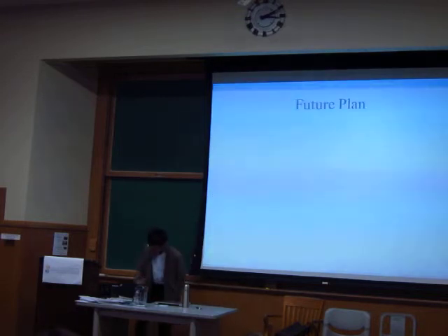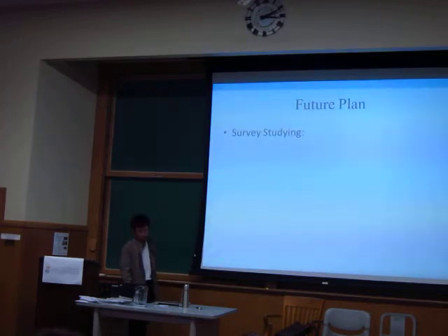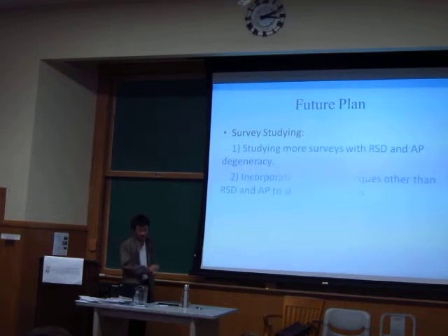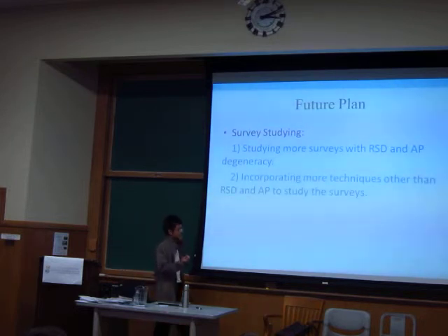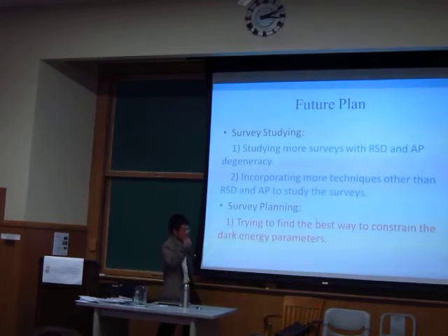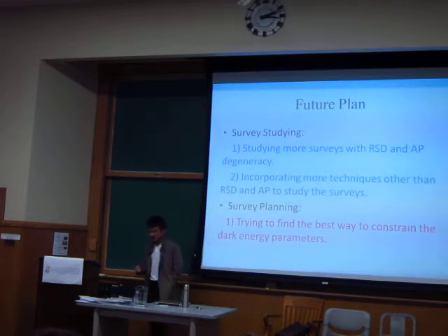And actually we will try to use these two methods to constrain more surveys, to study more surveys. And we may incorporate more techniques other than RSD and AP test, like BAO or something like that. So, more importantly, we're still trying to find what is the best way to constrain the parameters. What is the best way to do those surveys?